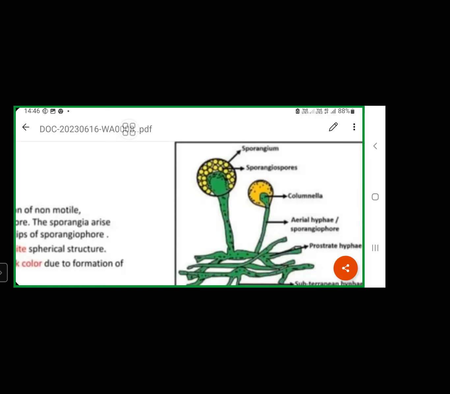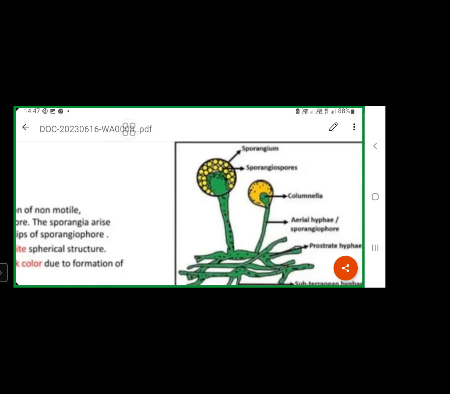In the peripheral region, that means the outermost region, many nuclei and a dense amount of cytoplasm are accumulated. But in the center region, less cytoplasm is present and fewer nuclei are accumulated. So this center part is differentiated into the columella region, which is a dome shaped structure or semicircular structure.